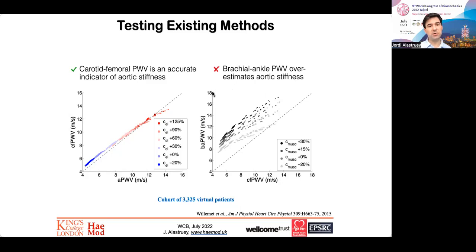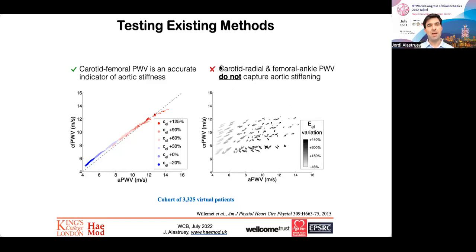Results on the left show that carotid-femoral pulse wave velocity correlates well with aortic pulse wave velocity across a wide range of values of true aortic stiffness. However, on the right, we can see that brachial-ankle pulse wave velocity overestimates aortic pulse wave velocity, since it is related to the stiffness and also the geometry of more peripheral muscular arteries than the aorta. And carotid-radial pulse wave velocity and femoral-ankle pulse wave velocity do not capture aortic stiffening. They are therefore not so good surrogates for aortic stiffness, which is in agreement with some in vivo studies.